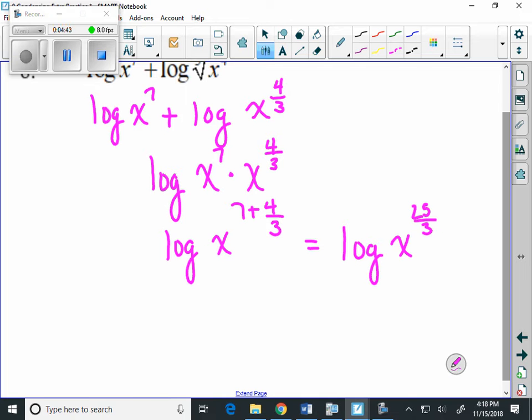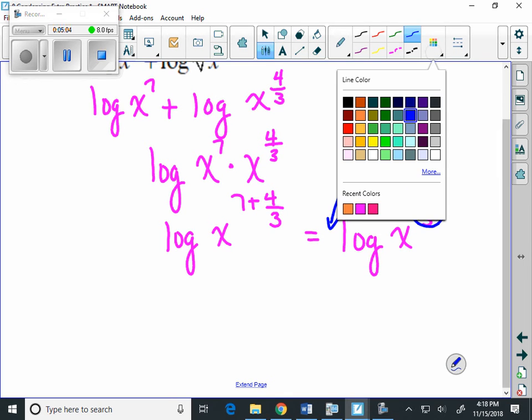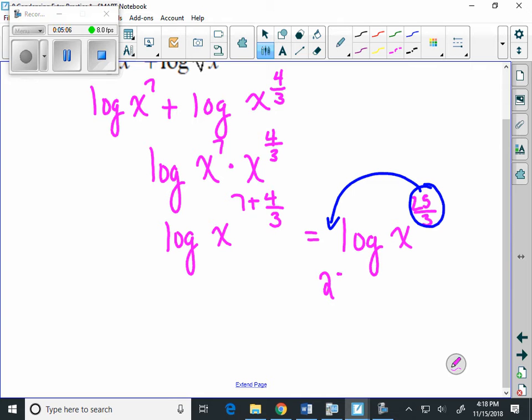If you're doing this problem by hand, you would have to find the common denominator. But once again, the directions say express powers as factors if possible. And it is possible. I'm going to take this 25/3 and we're going to write it back here as a factor. So our 25 thirds is going to be the coefficient on our logarithm. It's 25 thirds times log of x.